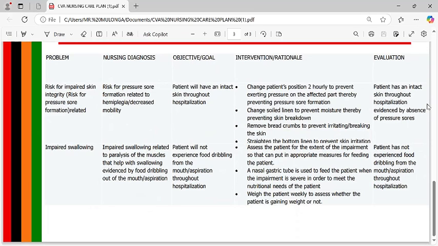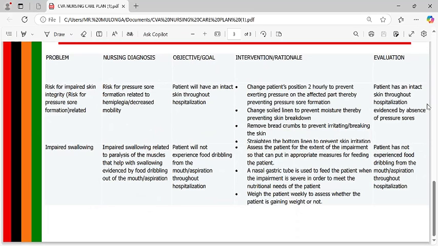Okay, so those are the five problems that we had, but of course we can also include other problems. For example, you can have imbalanced nutrition, less than body requirement, because this patient is not able to eat as much, have enough food. So the nutritional status is going to go down. Number two, we can also talk of problems like anxiety or knowledge deficit. Those are problems that we can include in our nursing care plan for CVA.